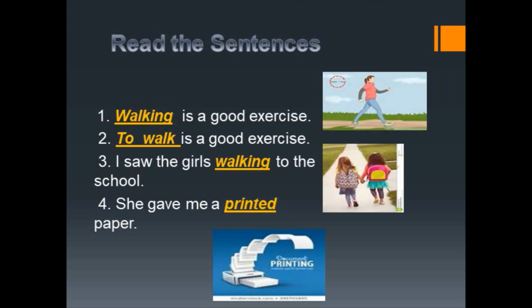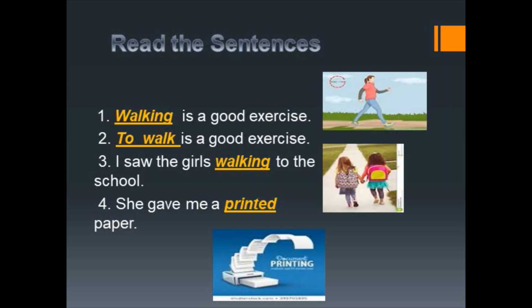And look at sentence 3. I saw the girls walking to the school. Here, walking is marked. If you notice, you will easily understand that the marked part, walking, works here as an adjective, the adjective of the girls. Girls is a noun, and we know that an adjective modifies a noun or pronoun. Here it modifies the noun girls. I saw the girls walking. So the word walking tells about the girls. That's why it works as an adjective.